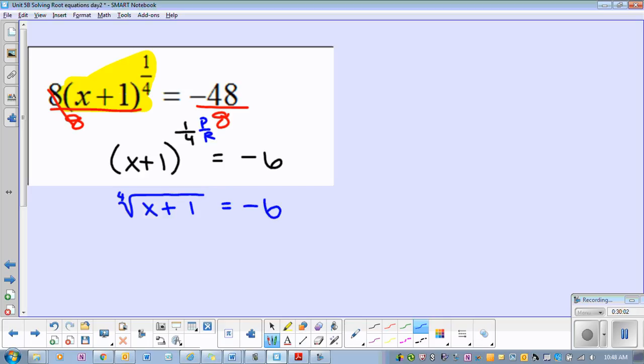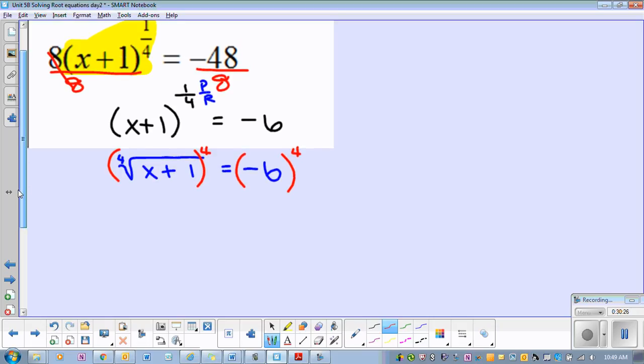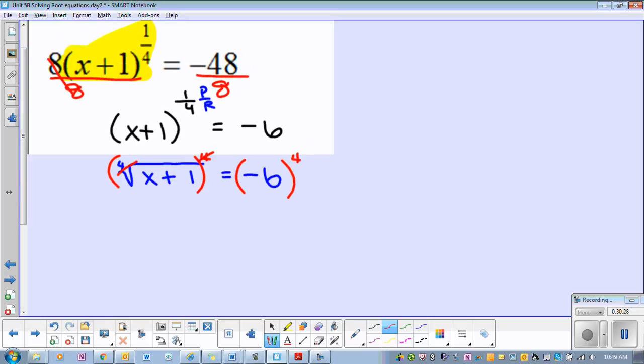So now, back to the normal business, right? How do you get rid of this fourth root? Take it to the power. Power what? Power 4. And whatever you do to one side, you do to the other side. Please notice how I'm putting parentheses around the stuff on the other side. We're going to take it to the power, okay? So then those go away. And then I have x plus 1 equals, what is negative 6 to the 4th power?